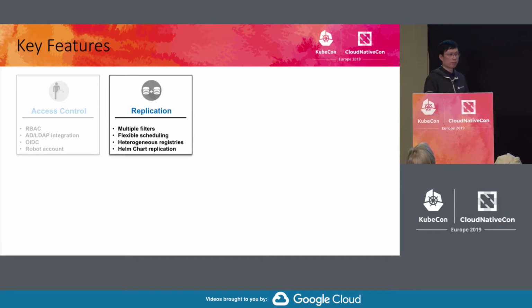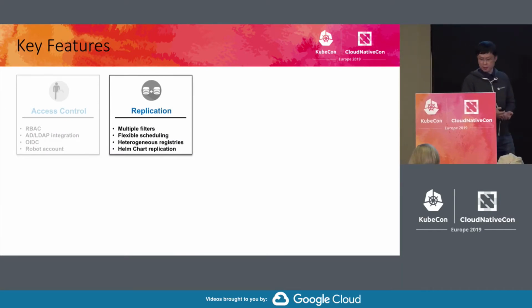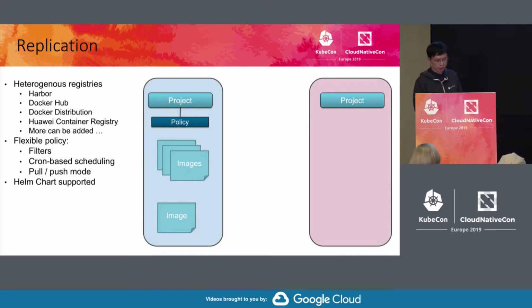The next feature many people like is replication. Initially, when we did this feature, we were trying to address the problem for many users who were having operational issues with copying images from one place to another. This feature solved that problem because they don't need to manually copy the images around. So let me show you how it works.